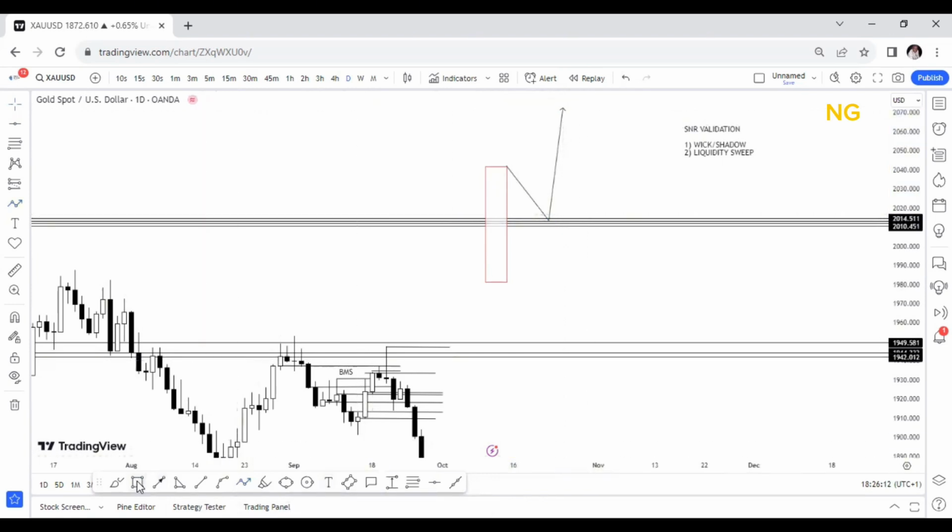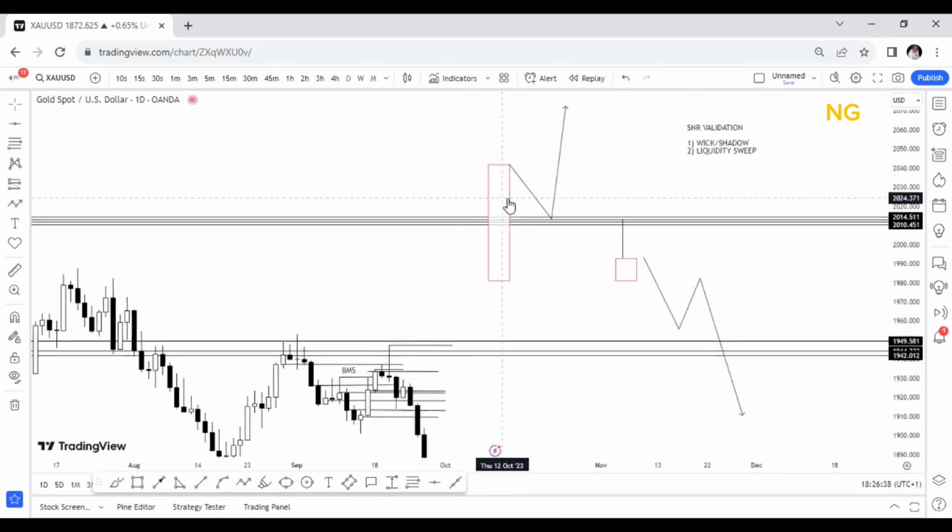If price does not break through it and you see a rejection here, like this, and then you have a pin that rejected this place, that means price is rejecting it and coming down. So if you see it as a breakout, you trade it as a buy. If you see it as a rejection, you trade it as a sell.